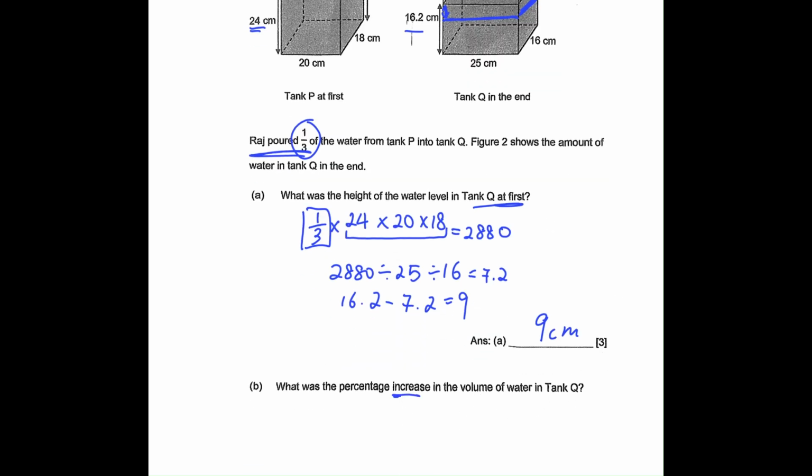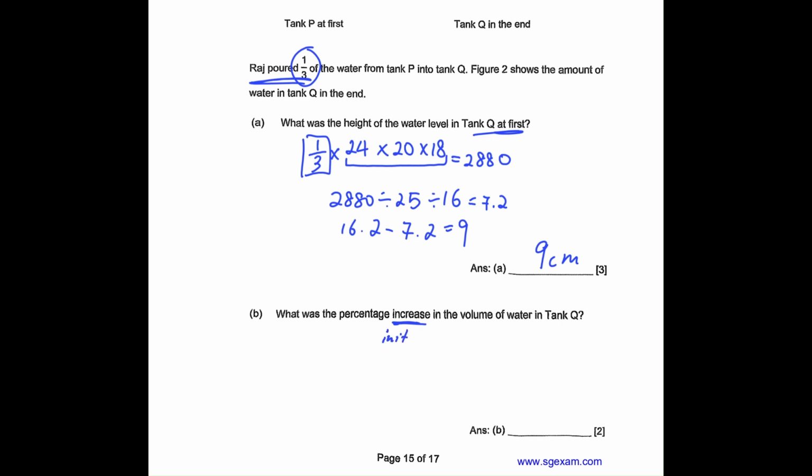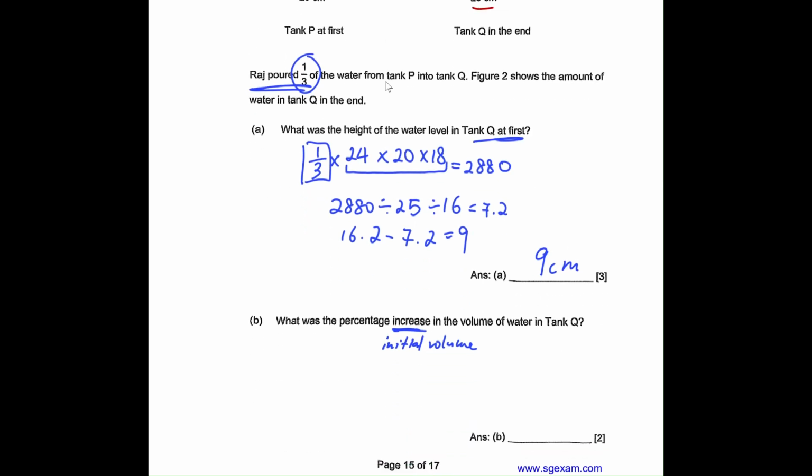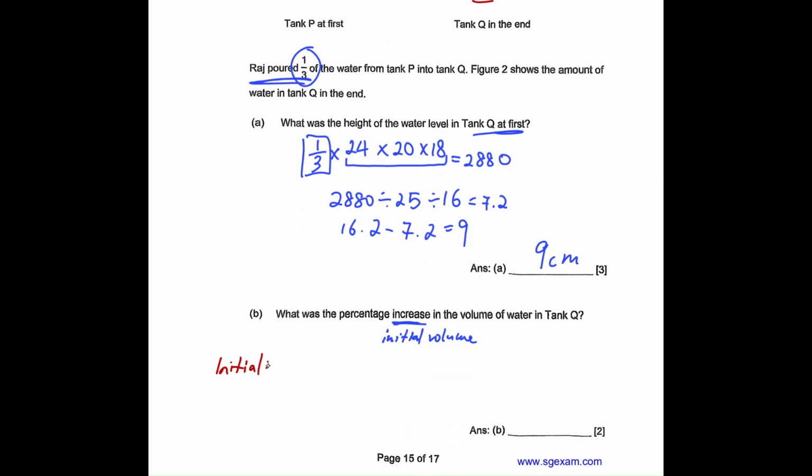What was the percentage increase in the volume of water in tank Q? So in order to find percentage increase, I need to find the initial volume of water in tank Q. Now I'm going to show you two methods to find this. One is the foolproof method of finding the volume. Okay, so tank Q initial volume, the initial height is 9, so I use 9 times the length and breadth. Initial 9 times 25 times 16, right? Okay, I'll get 3600.